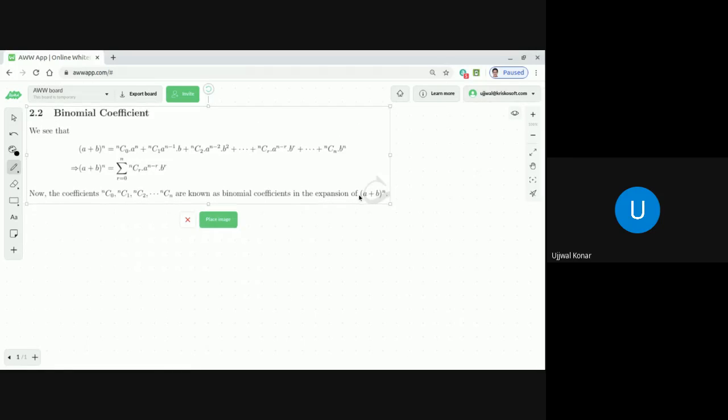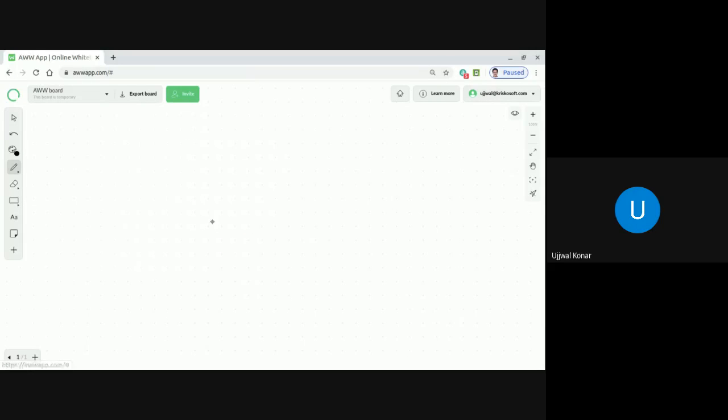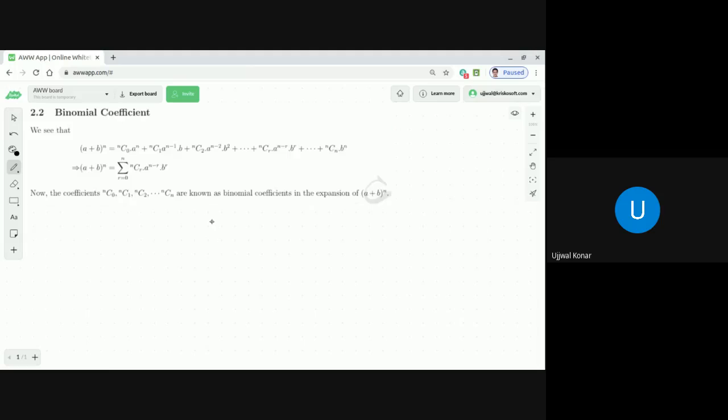Okay, dear students, before going to discuss the binomial coefficients, let us first understand the expansion of a plus b power n. If you recap, the expansion of a plus b power n is something like this: nC0 into a power n plus nC1 into a power n minus 1 into b plus nC2 into a power n minus 2 into b square, and so on up to nCn into b power n.